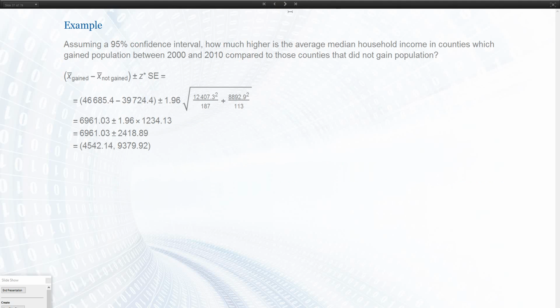So this is the confidence interval that we compute. The numbers we got from the table, and that means we are 95% confident that the difference between median income of counties that gained and didn't is somewhere between these two numbers.